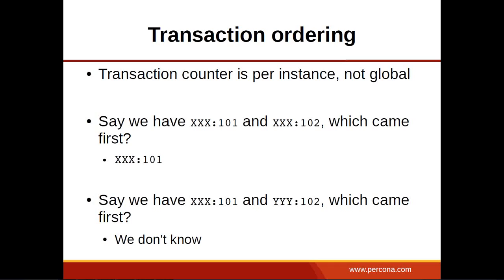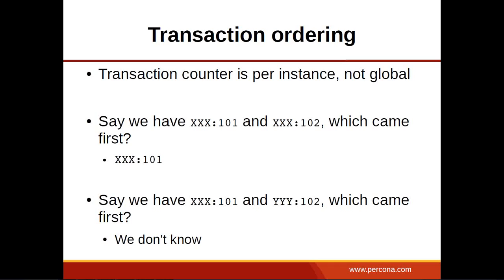One word about transaction ordering. You have noticed that with a GTID, you have a source ID and a transaction ID, so you have a transaction counter. The thing to know about this transaction counter is that it's per instance. It's not global.